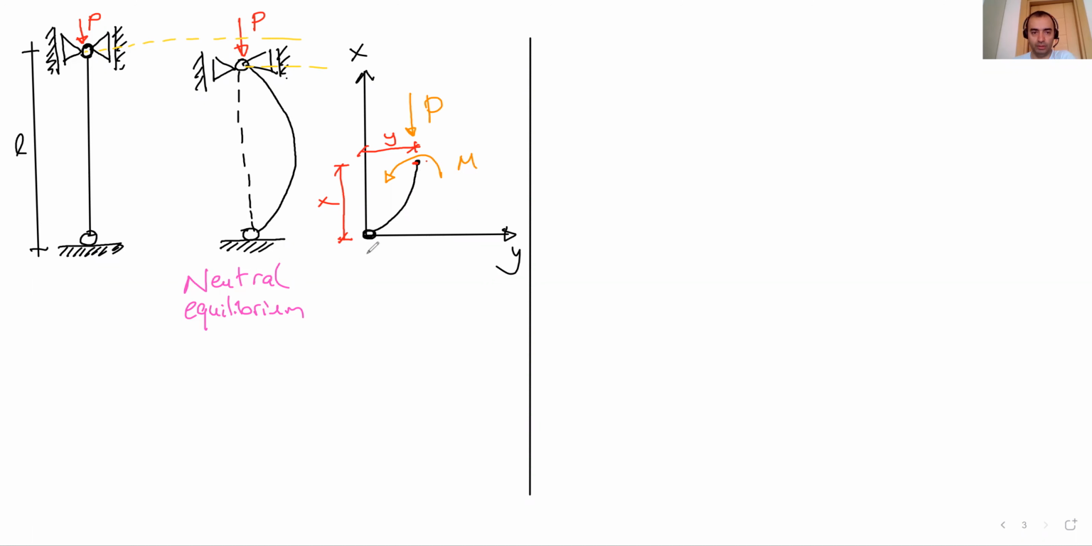Why do we have a moment? In the neutral equilibrium, we can write these laws. Our midpoint goes right a little bit to this position, so there is an eccentricity here. When we shift a force to somewhere else, we add its moment there. This moment comes from there. Okay, let's write these equations.